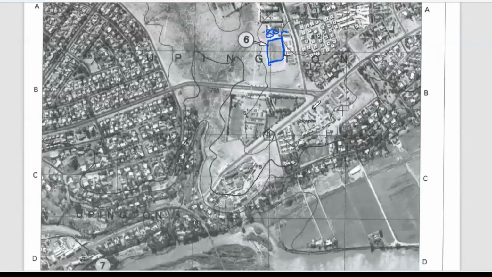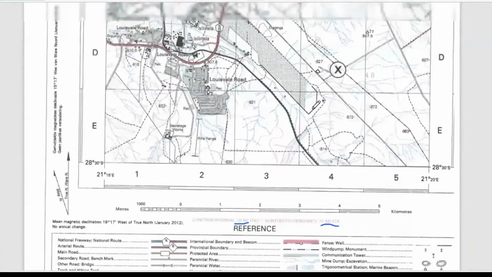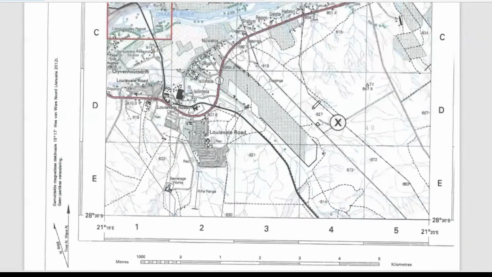Right, going back to our map, this is our topographical map. We are looking at block C4. Our block C4 is here. We have our spot height here. I think you can see where it is. And also we have our trig station in block D5, which is station number 71.